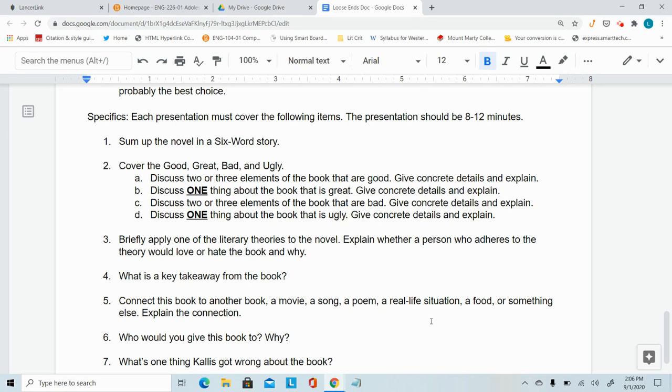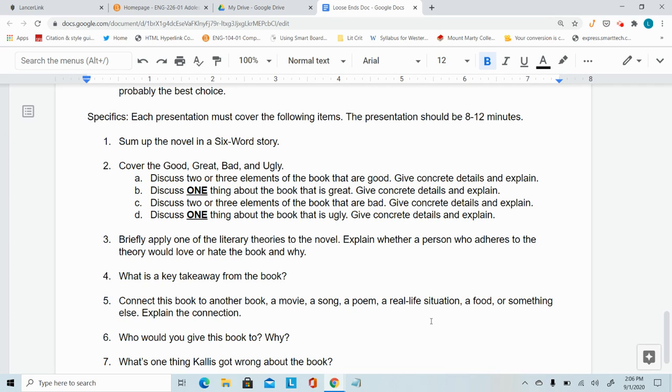Number 4, what is a key takeaway from the book? In class, several times, I talked about the idea of being human, treating others as human. To me, that seems to be a key takeaway from this book. One or two sentences, flesh it out a little bit. That's all you really need.